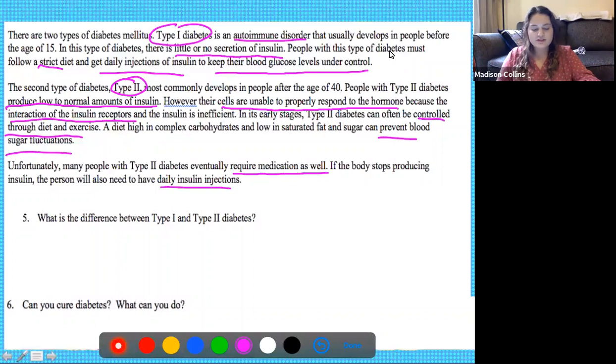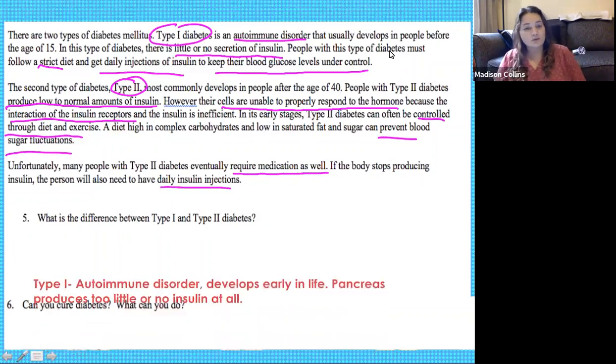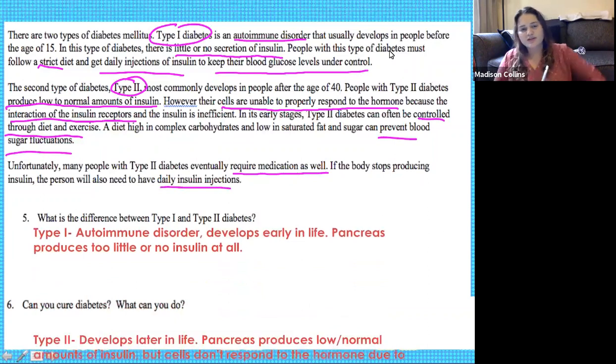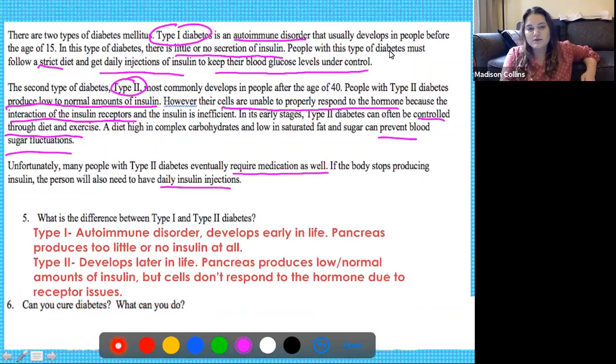So now tell me, what is the difference between type 1 and type 2 diabetes? Well, type 1 diabetes is an autoimmune disorder, and it develops early in life. With type 1 diabetes, the pancreas produces too little or no insulin at all. But type 2 diabetes is a little bit different. This is going to develop later in life as a result of your lifestyle choices. In this type of diabetes, your pancreas produces low or normal amounts of insulin, but your cells don't respond to that hormone because of issues with your receptors.